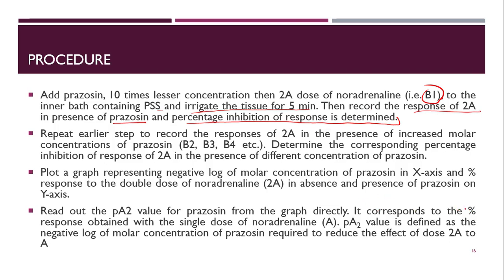So we have to read out the pA2 value for the prazosin from the graph directly. It corresponds to the percent response obtained with single dose of the noradrenaline, that is A. So we know what is the percent response which we have obtained from the single dose of noradrenaline. We have to just interpolate that value onto the linear portion of the line, and then we have to extrapolate it onto the x-axis. So pA2 value is defined as the negative log of the molar concentration of prazosin, which is required to reduce the effect of dose 2A to the A.